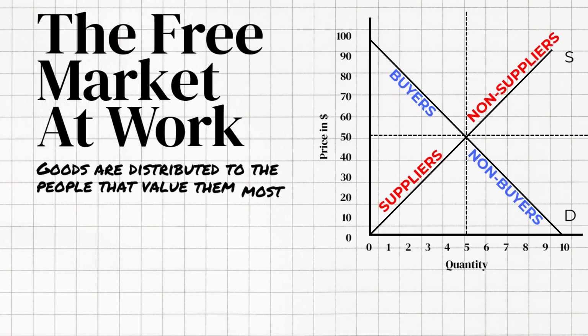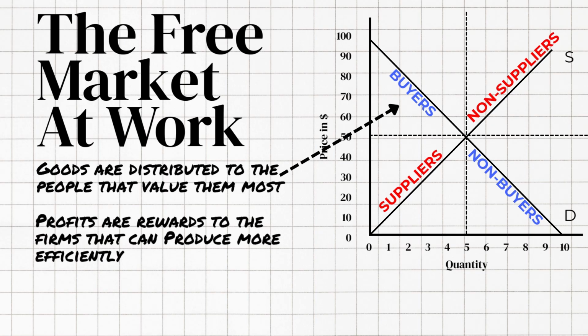So if you think of it in this way, you'll see that the product is bought by the customers that value it most, since they are willing to pay the most. And the products are made by the most efficient firms, those with the lowest production costs, because they can afford to sell at the lowest prices. That's the free market at work. Now you can begin to see why that might be good for society.